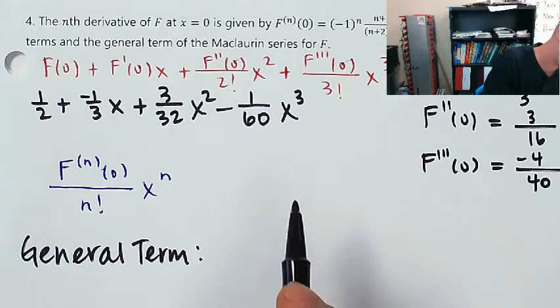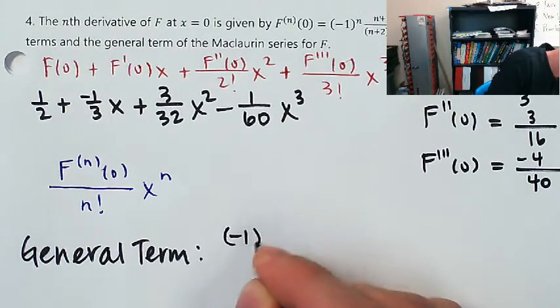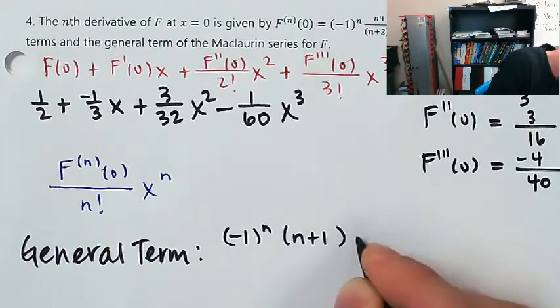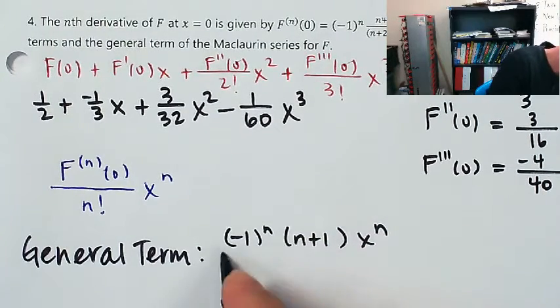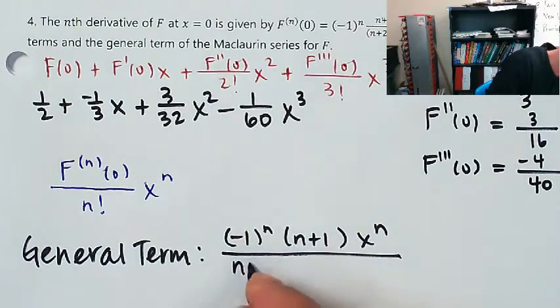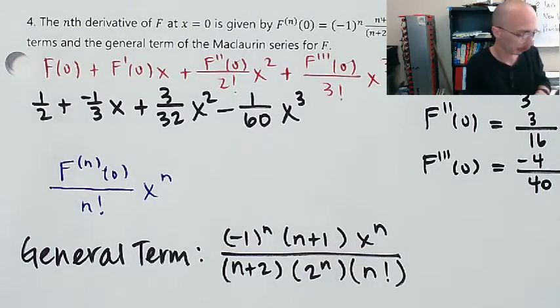Okay, so it's f's nth derivative at 0. In the denominator, I've got an n plus 2, a 2 to the n, and this n factorial. Okay, and that will be my general term.